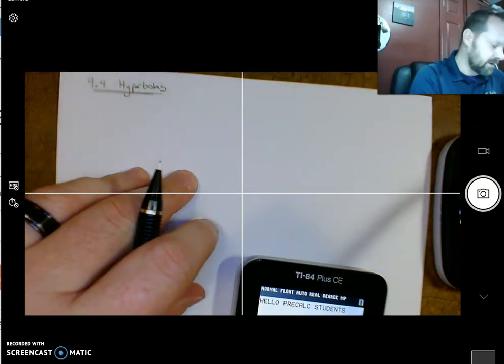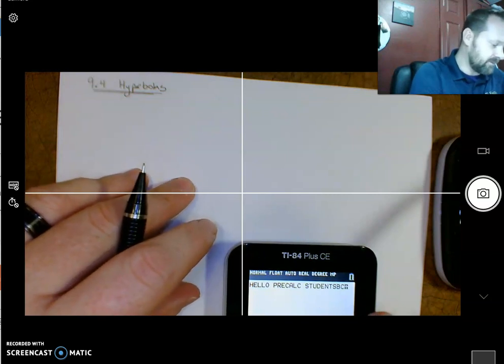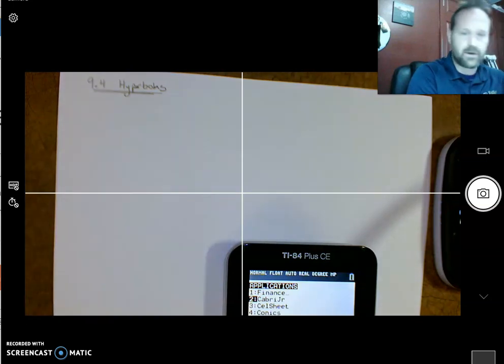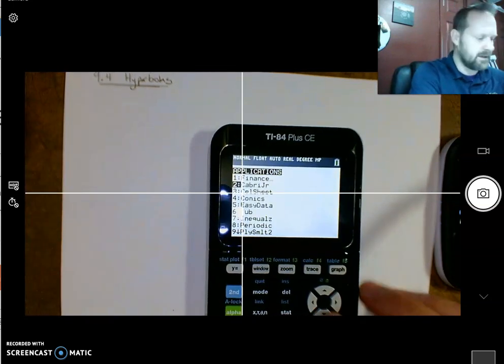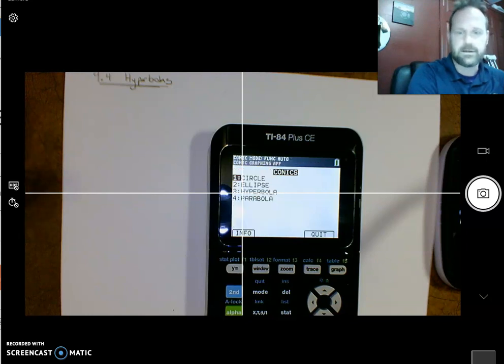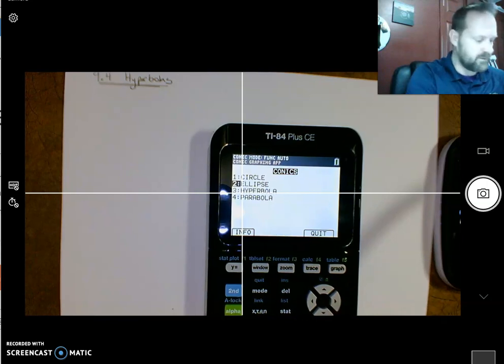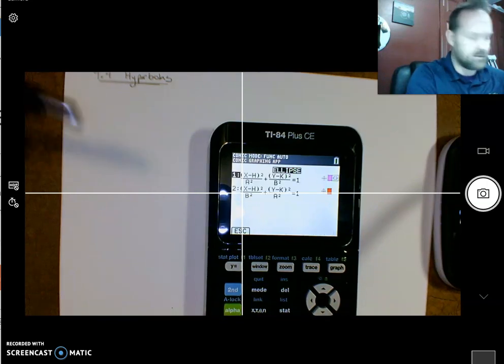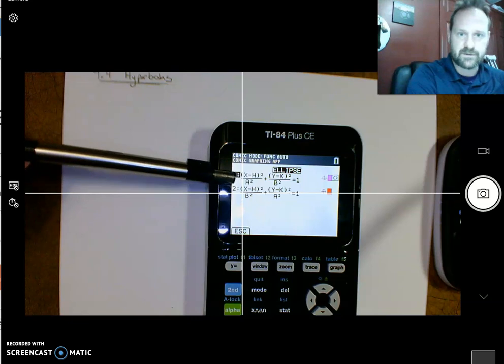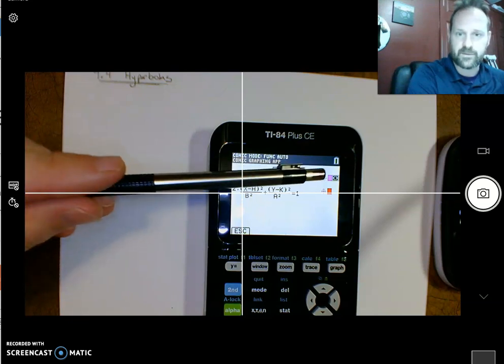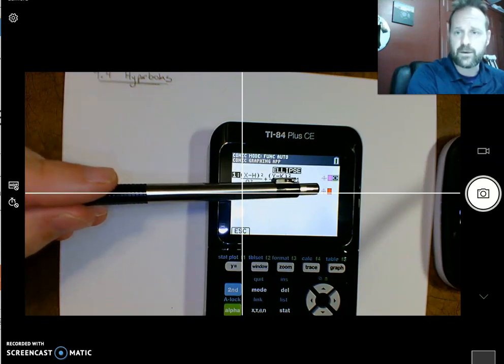I want to talk about your apps, or your programs. Go to apps, and go to conics here. You should have all the conics that we've got. If you want an ellipse, you hit ellipse and you've got two options. One opens wide in the x, and one opens wide in the y.